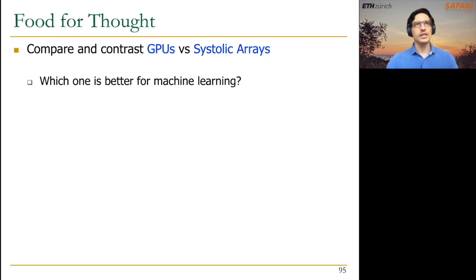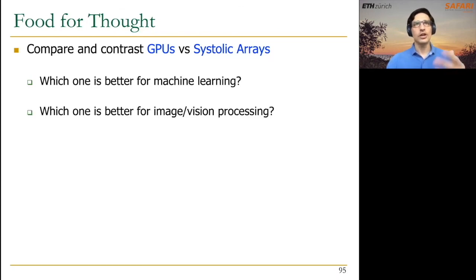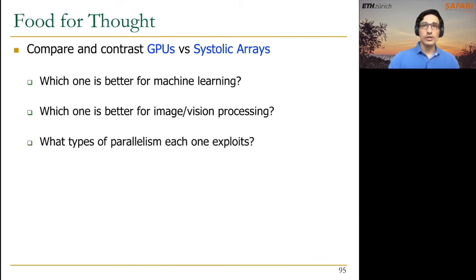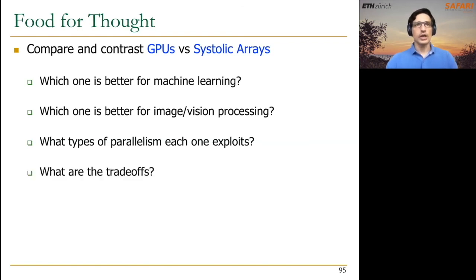We are already discussing them: which one is better for machine learning or for image and video processing, and what type of parallelism each one exploits, right? So on the one side, we have GPUs with SIMD execution units and also multi-threaded execution. On the other side, we have TPUs that are systolic arrays. What are the trade-offs of each one, and so on.